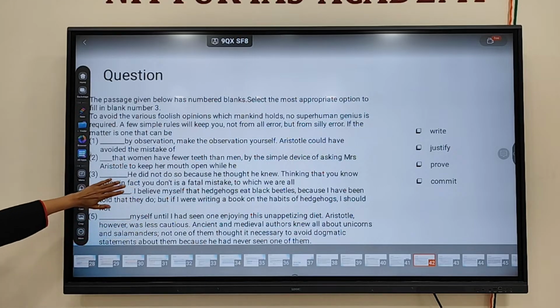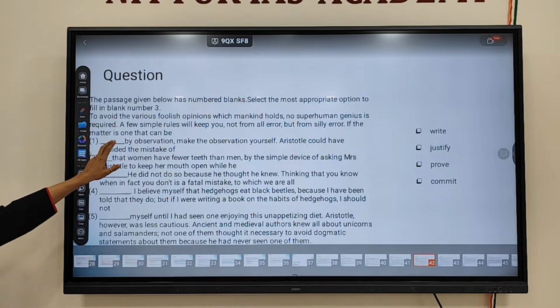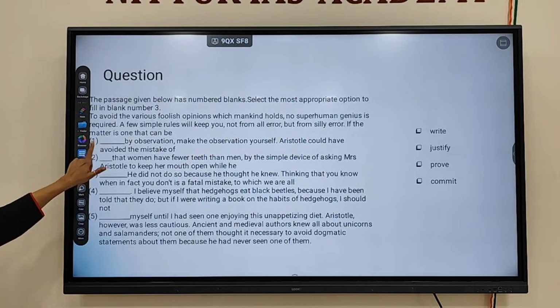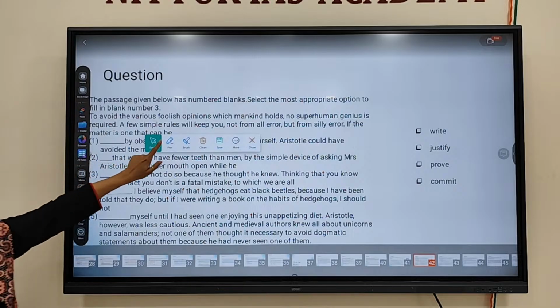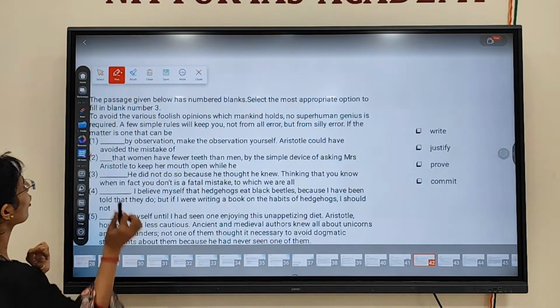Forget this one. So what do you think? Silly error, if the matter is one that can be decided by observation. Let me also try to put some words while writing, so at least we will know what it is, according to me.